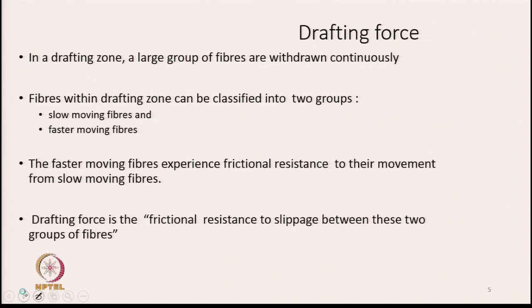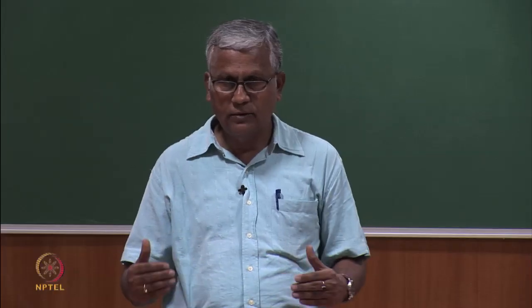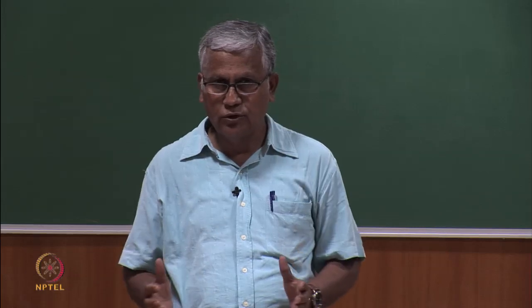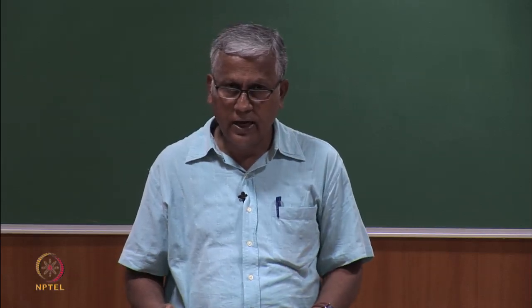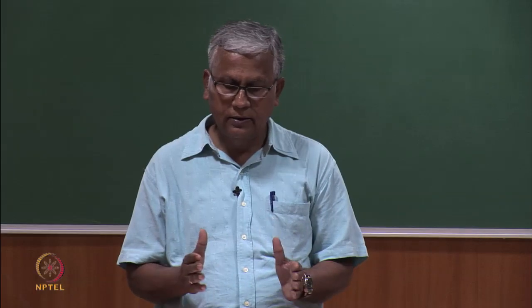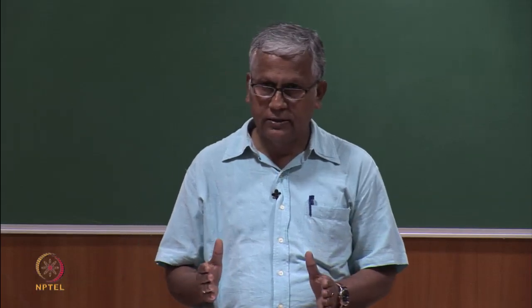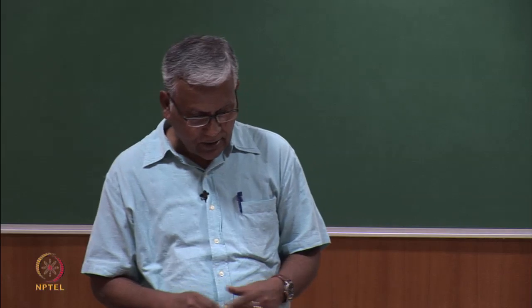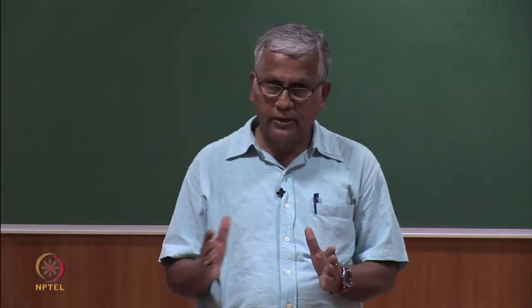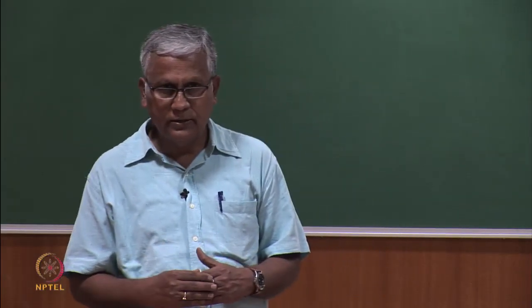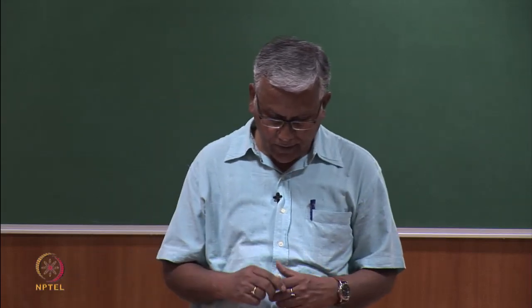So, fibers within the zone can be classified into two groups already mentioned: slow moving fibers and faster moving fibers. There will always be a group of intermediate fibers moving at intermediate speeds, that is, basically floating fibers. We also discussed floating fibers: any fibers whose length is less than the nib to nib distance behave like floating fibers. Anyway, broadly we can classify them into two groups, slow moving fibers and fast moving fibers.